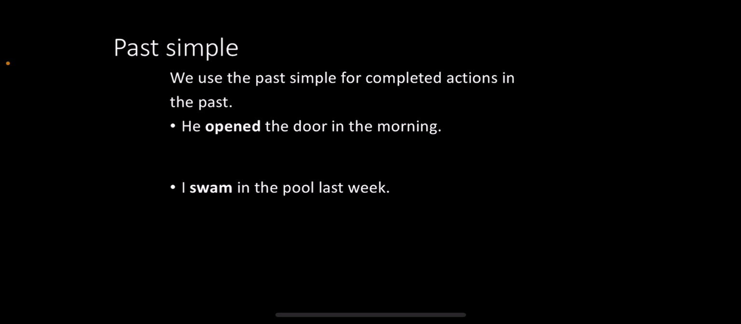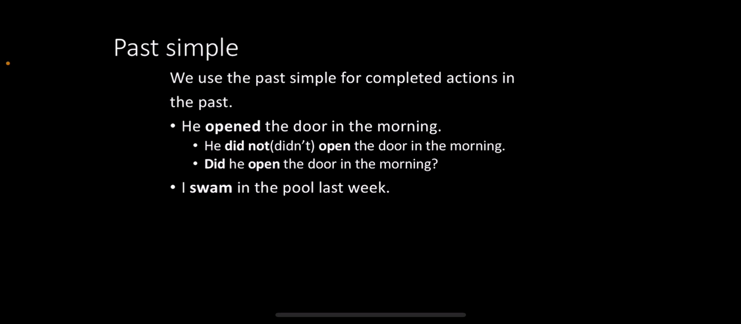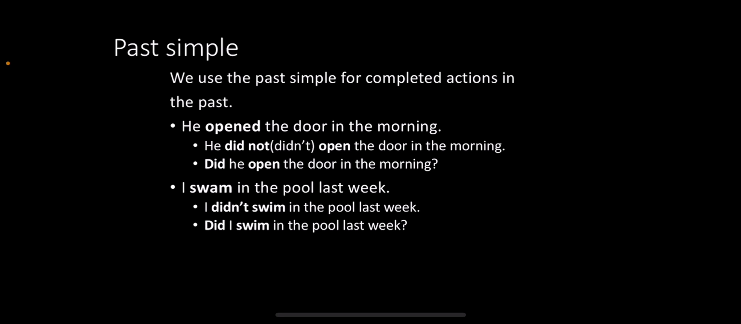So, he opened the door in the morning. In negative it is, he didn't or he did not open the door. In question, it would be, did he open the door in the morning? For the second sentence, we say, I didn't swim in the pool last week. And the question would be, did I swim in the pool last week? If you did it correctly, perfect. If you had some problems with the structure, go back, try to remember how we put the different parts of the sentence in order, or check the examples here.